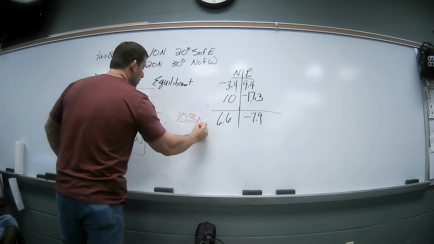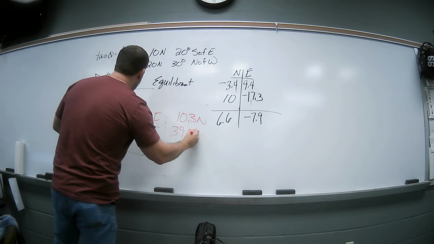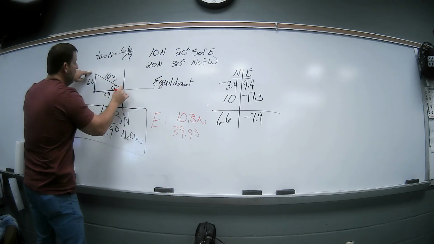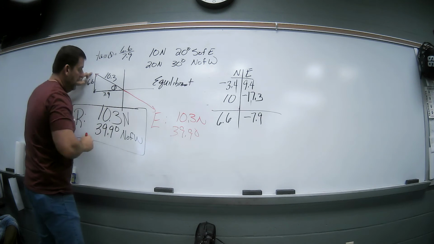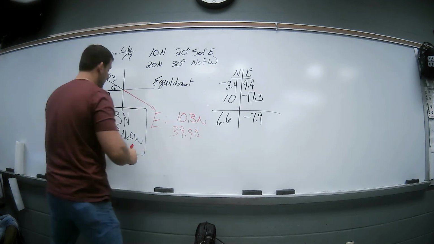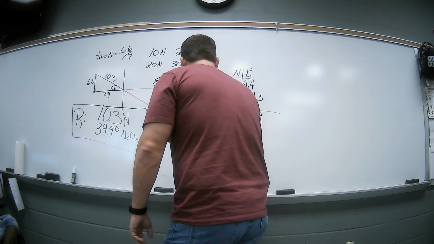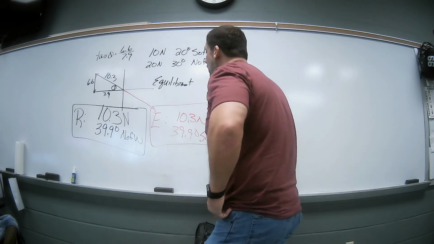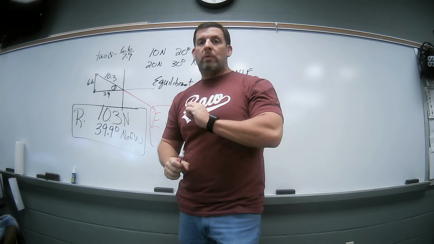10.3 newtons, 39.9 degrees, but it's the opposite. This vector is going this way. The equilibrium is going this way. You know what it's going to be? 39.9 degrees south of east. In other words, if I apply this vector to that vector, you get zero, all right?